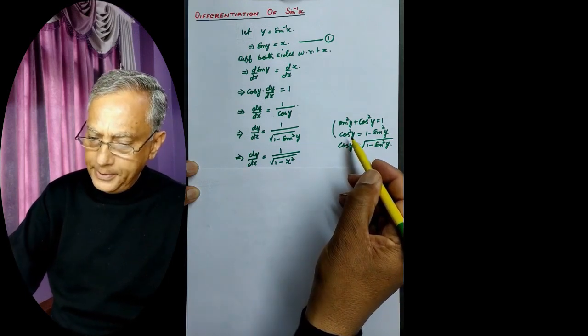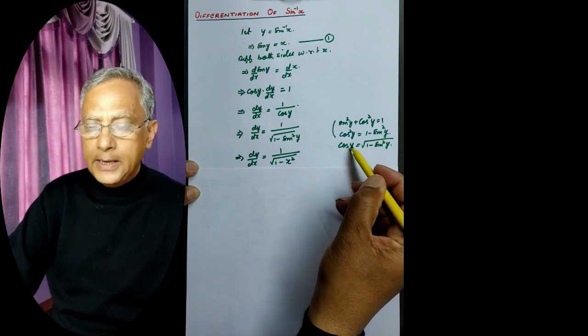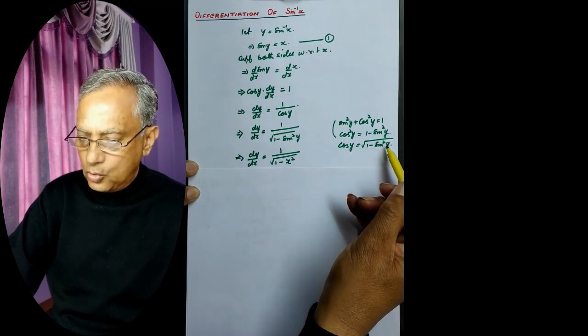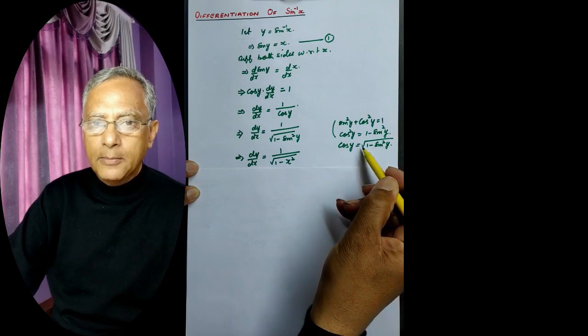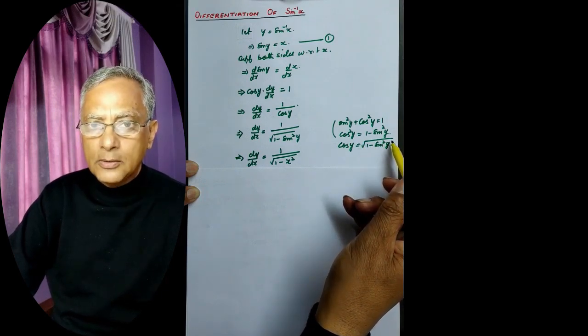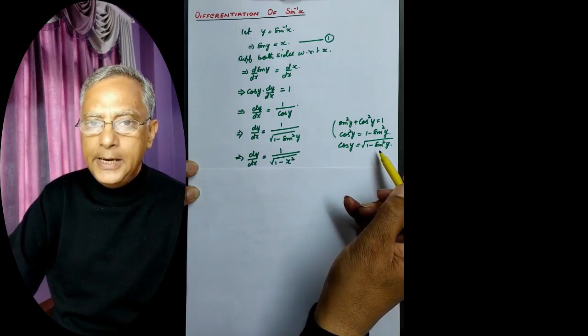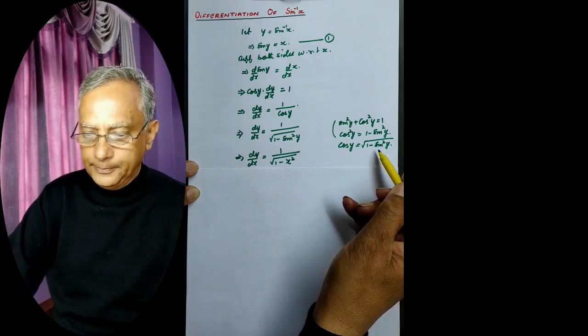But in this step, we have taken cos square y is 1 minus sine square y, and therefore cos y is equal to under root 1 minus sine square y. But it should be plus minus under root 1 minus sine square y. So why we are taking the positive sign here needs an explanation.